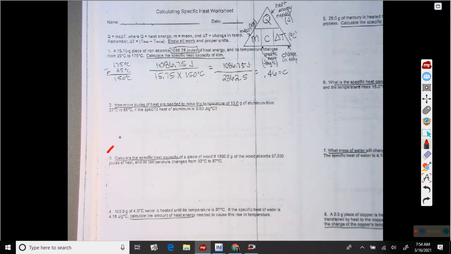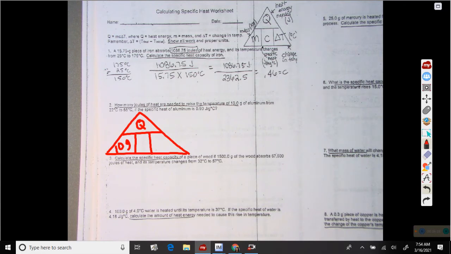All right, so I'm going to draw my triangle. It needs to be a bigger triangle because you're going to have 3 things on the bottom. Q is heat added, mass is M, C is specific heat, and delta T is change in temperature. So how many joules of heat are needed? We're going to be looking for Q, top. And it says the temperature of a 10 gram, our mass is 10 grams.